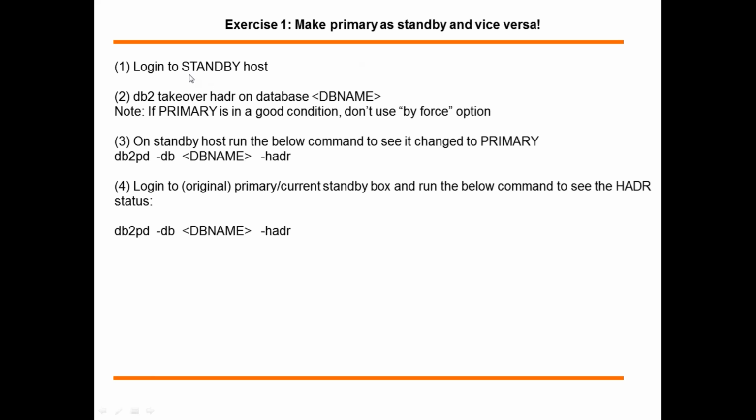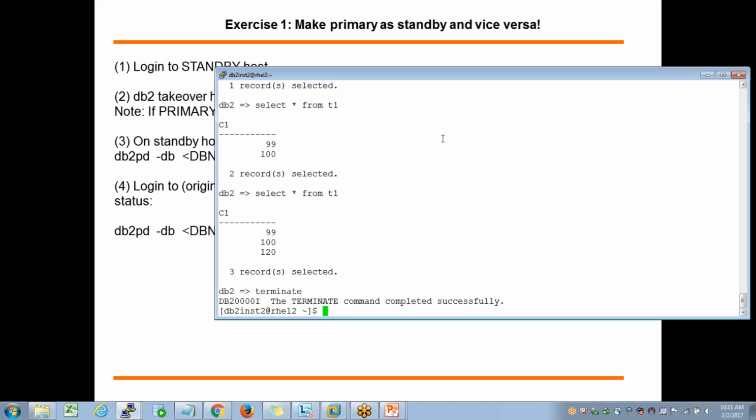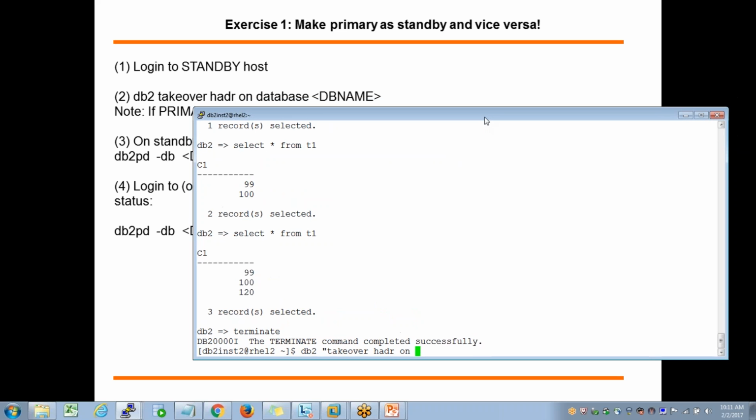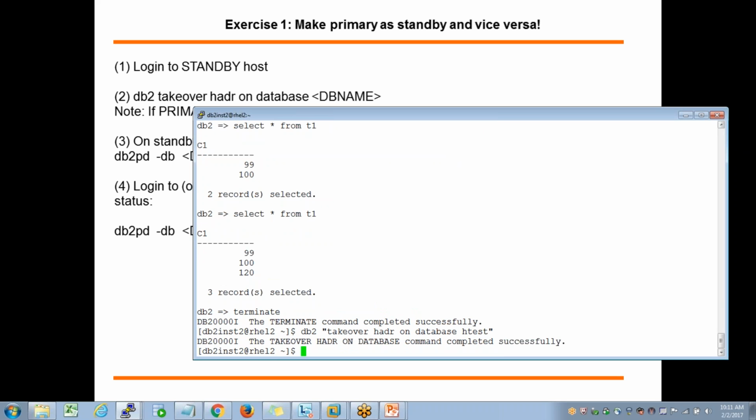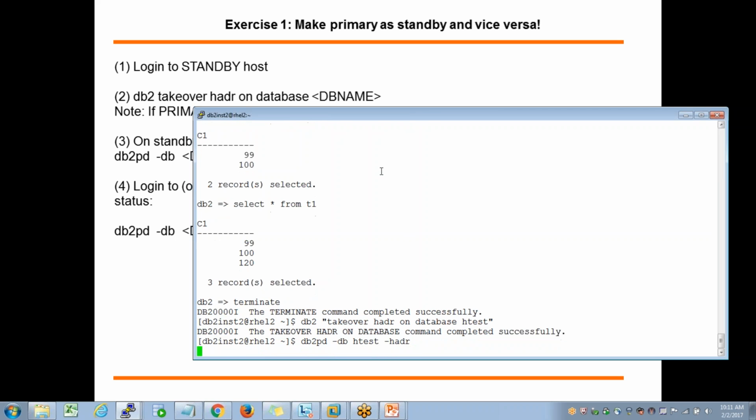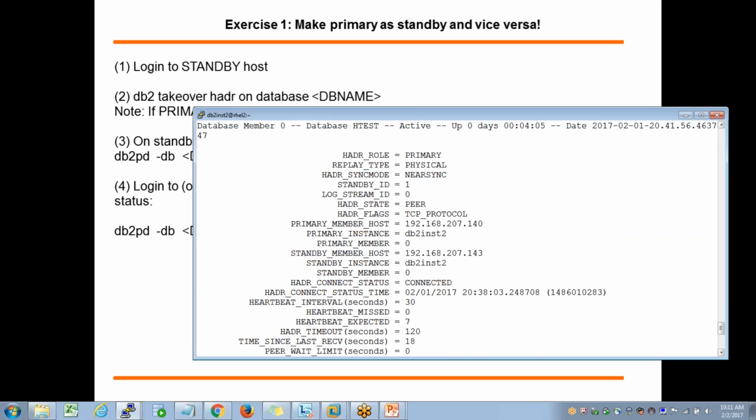If you want to make the standby a primary, you need to log into the standby host and use a command called takeover. DB2 takeover HADR on database HTEST. Right? DB2 takeover HADR on database HTEST. Now when I say DB2 pd HTEST HADR, you should see this host as primary now.